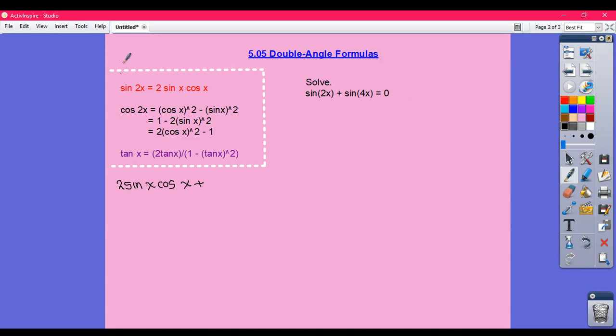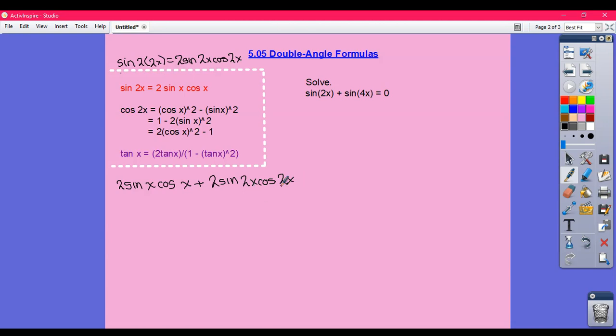Well, sine of 4x is just another way to say sine of 2 times 2x. So I'm just doubling up the angles in my double angle formula. So it'll say 2 sine 2x cosine 2x. So I'm going to write that down plus 2 sine 2x cosine 2x.